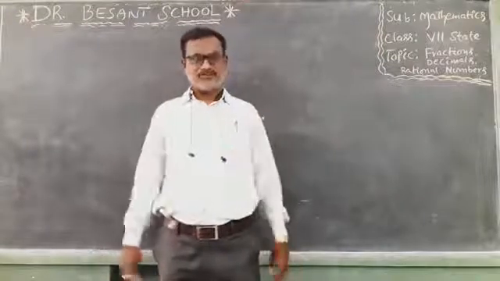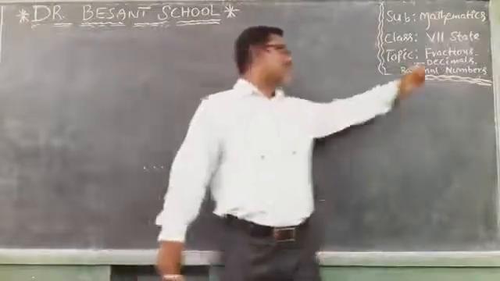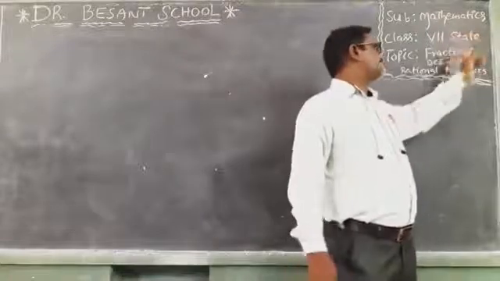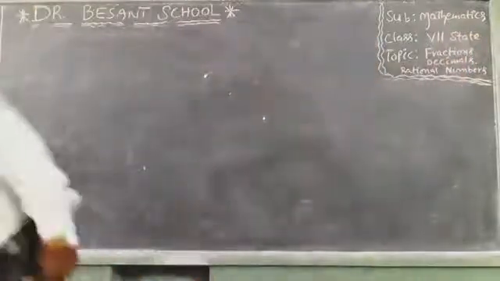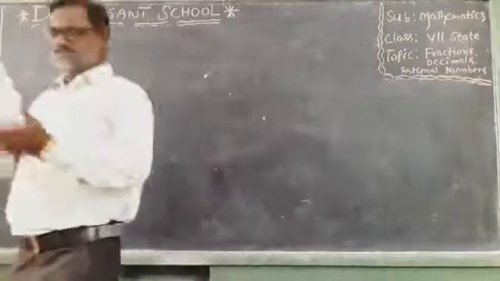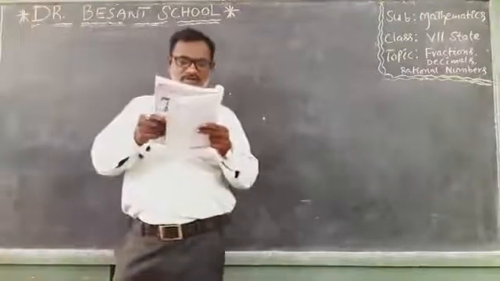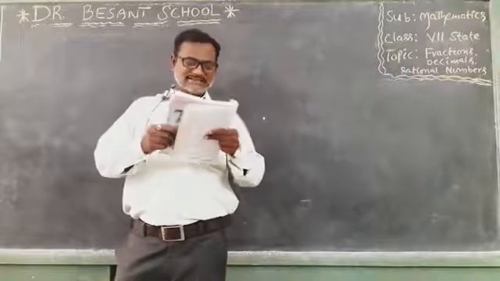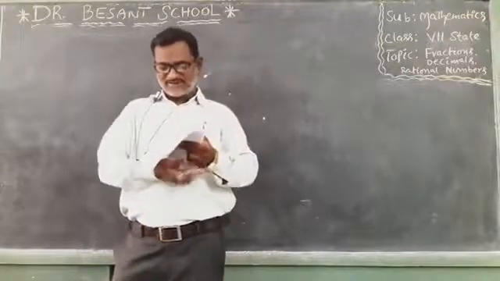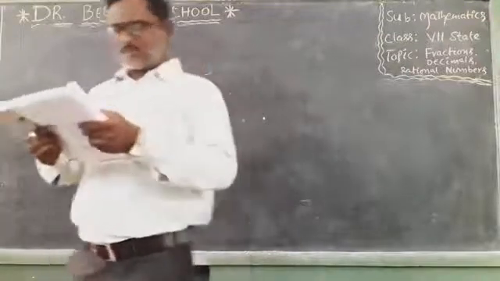Children, in my previous class, from the 7th class state mathematics, from the second chapter, fractions, decimals, and rational numbers, I completed up to exercise 2.6, Roman number 5, up to the 6th problem, I think.